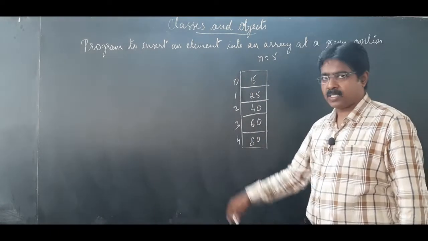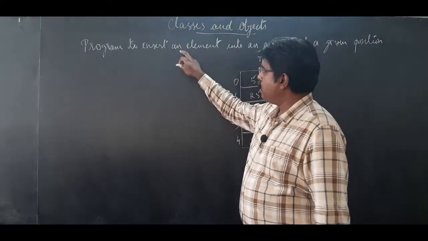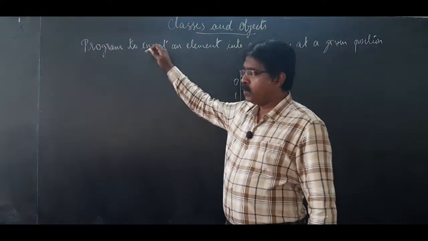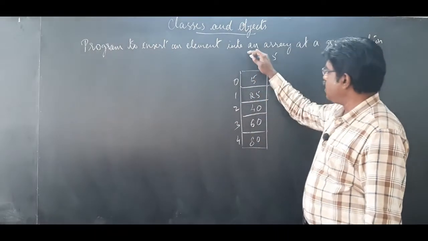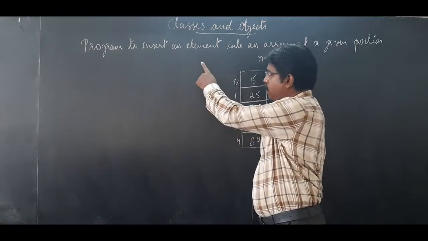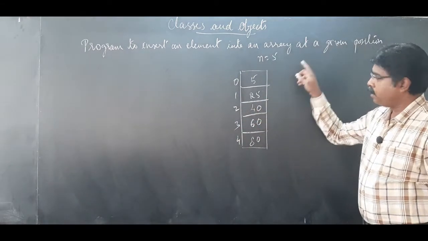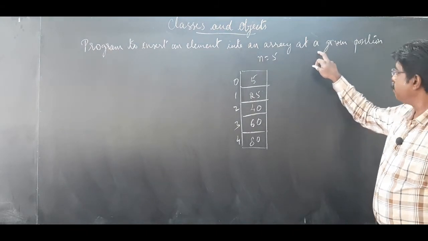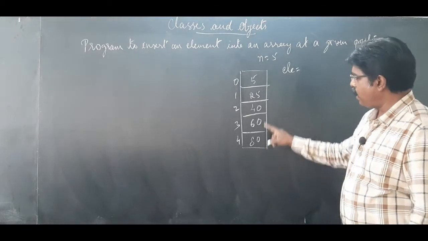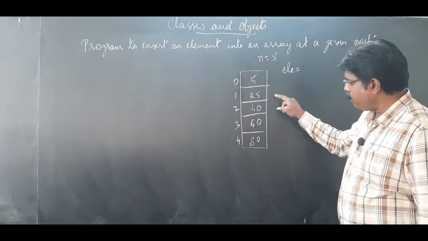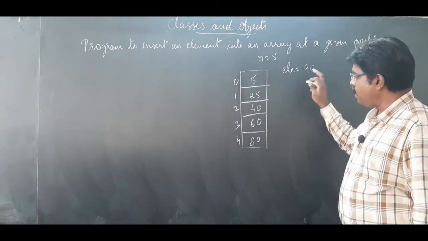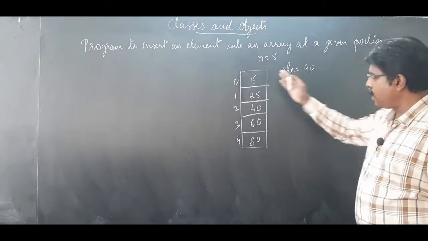The context you need to understand here is the program to insert an element into an array at a given position. ELE will be the element which is supposed to be inserted. So I take an element which is not existing, 90. This 90 could be inserted at any given position.